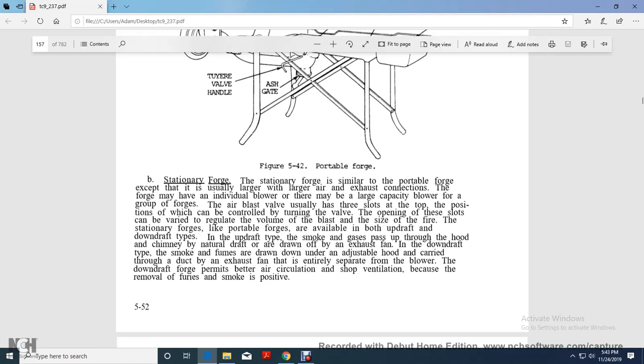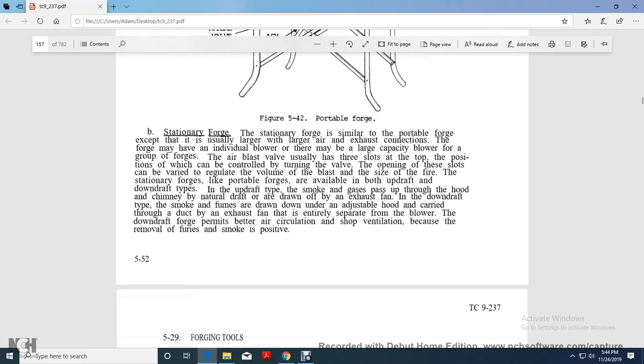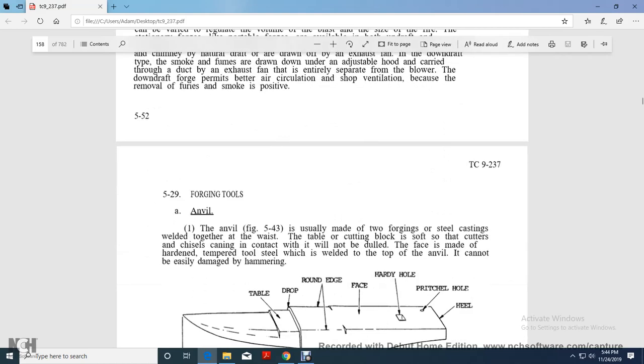In the updraft type, the smoke and gases pass through the hood to the chimney by natural draft and are drawn off by the exhaust fan. In a downdraft forge, the smoke and fumes are drawn down under an adjustable hood and carried through the duct to an exhaust entirely separate from the blower. The downdraft forge permits better air circulation and shop ventilation because the removal of fumes and smoke is positive.